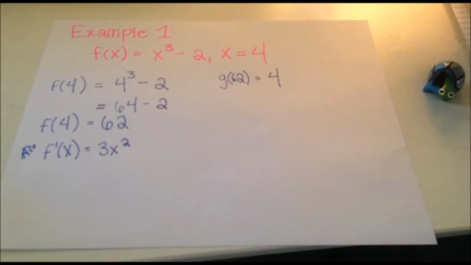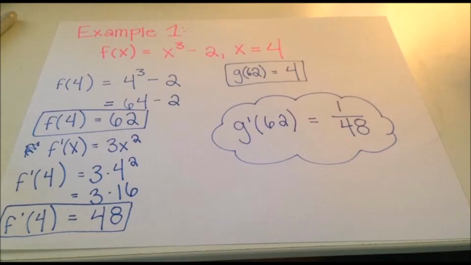Now you find the derivative of the function f, which you will get 3x squared. When you plug 4 into the derivative, then you get 48. Therefore, g prime of 62 is 1 over 48.